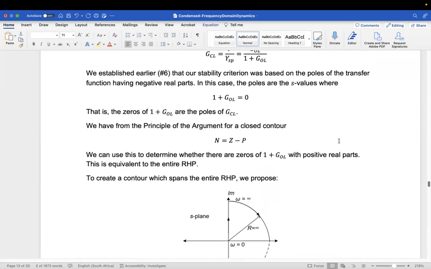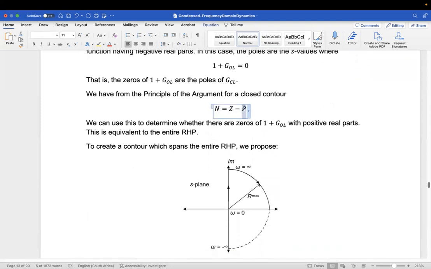So if we have no poles in the right-hand plane, then our P equals 0. And then we can say the number of encirclements will equal the number of zeros. And so as we move around this entire right-hand plane in this way, remember, going from the origin, going off to infinity along this axis, then going around this infinite semicircle, we cover all possible real parts being positive. And then we come back along this line. Then we have completed a contour.